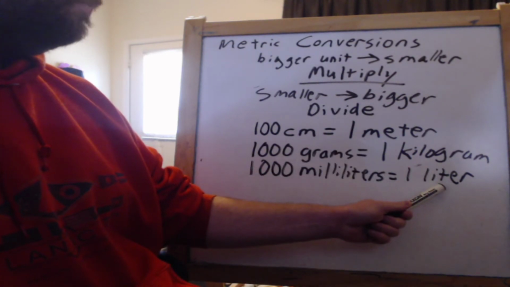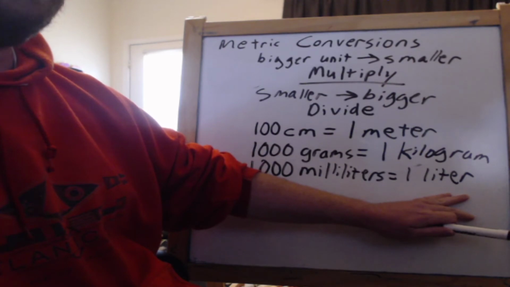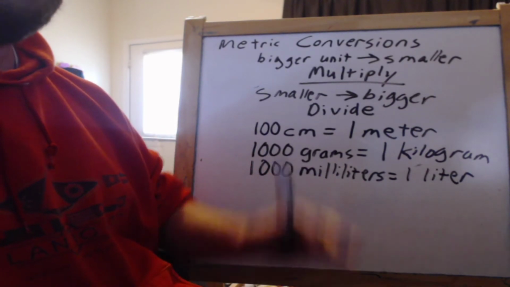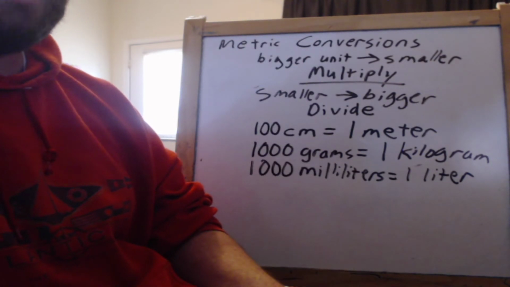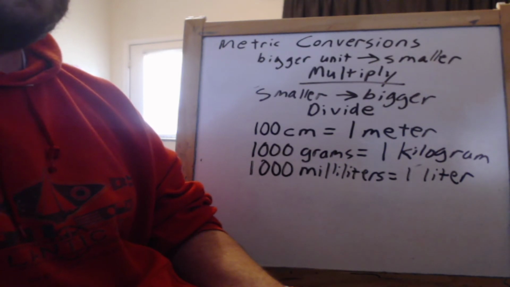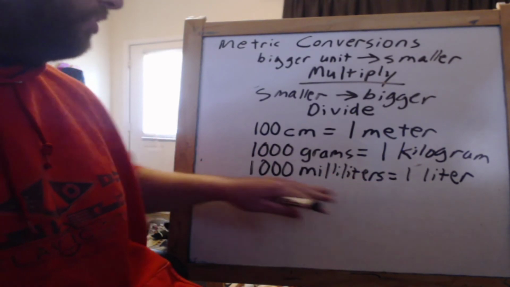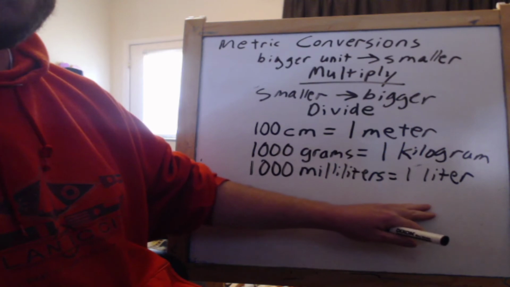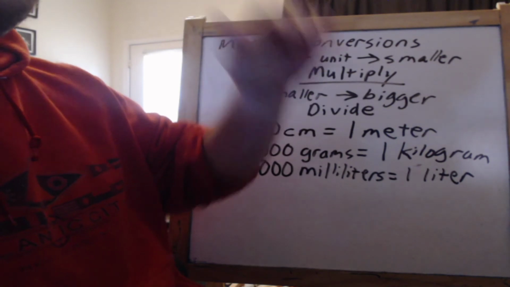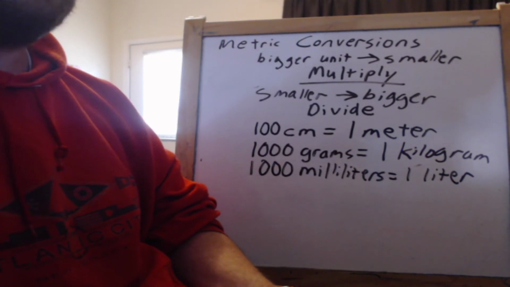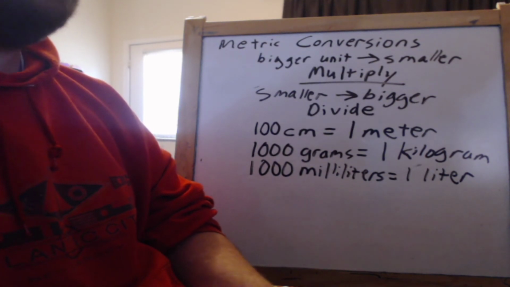A liter, okay, is about 1/4 of a gallon. A typical disposable water bottle is about half a liter. So a typical water bottle is about 500 milliliters, which is half a liter. And one of those big sodas that you would buy at the grocery store, those are usually 2 liters. That's a 2 liter bottle of soda, which is about half a gallon.